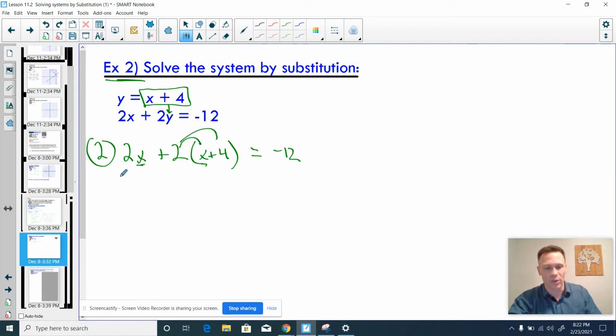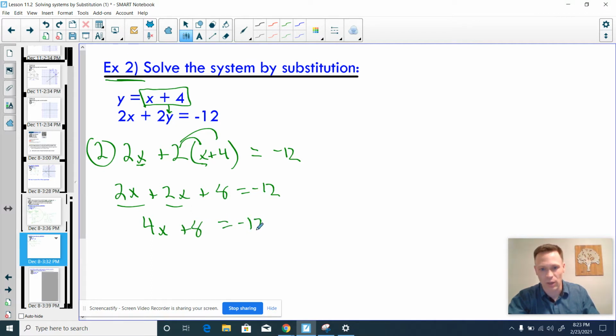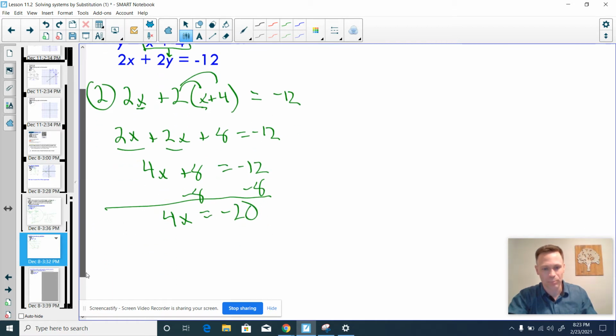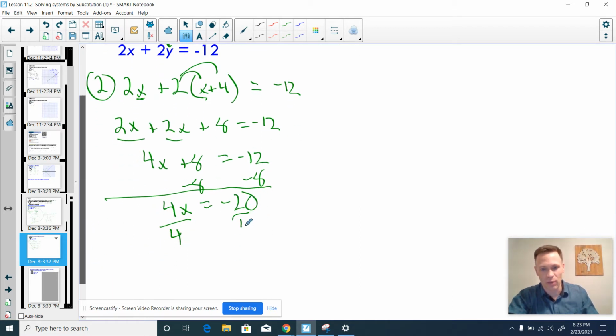So I'm going to go ahead and distribute. I got 2x plus another 2x plus 2 times 4 is 8 equals negative 12. Okay, I got to combine some like terms. 2x plus 2x is 4x plus 8 equals negative 12. So now I've got a two-step equation. x is being multiplied by 4, and we're adding 8. So I'm going to undo the addition of 8 by subtracting 8. So I will have 4x is now equal to negative 20. My last step is to divide by 4, and I get x is equal to negative 5.